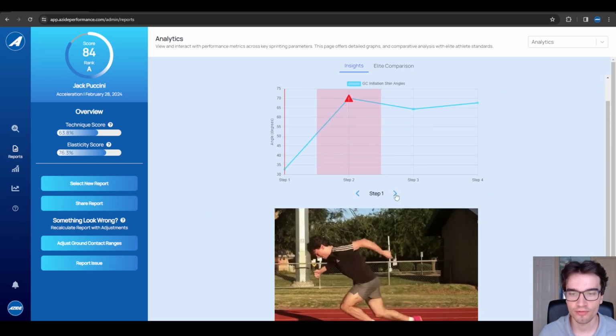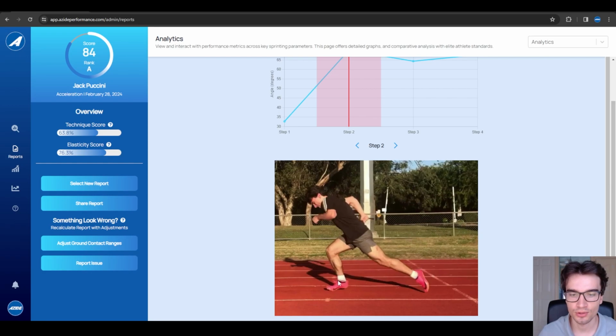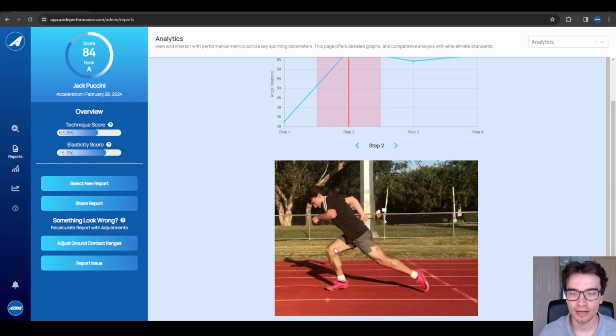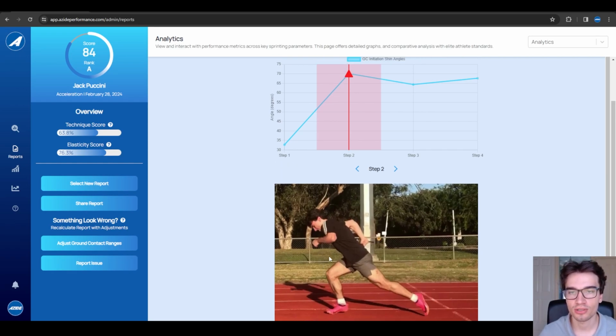So we've got a very, very vertical shin on step two. You can see it's like, what is it? 70 degrees, way out in front of our body. And vertical shin angles means we're going to be directing a lot of force initially in the vertical direction. We're going to have to wait for our center of mass to move over our shin before we can start really trying to push in the horizontal direction.